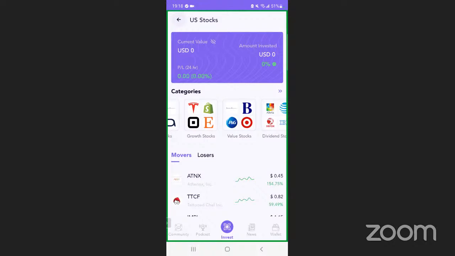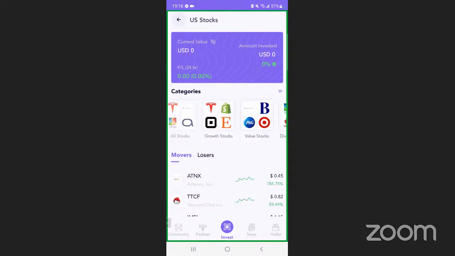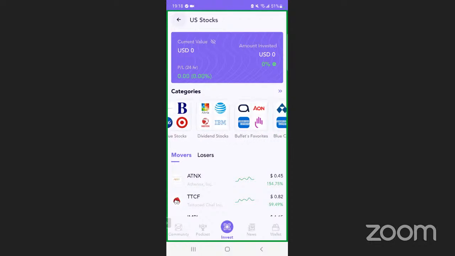So these stocks will be different for different investors. So if you're a young investor, mostly, you'd want to go for growth stocks to have a growth portfolio. On the other hand, if you're maybe an older investor, you'd want to go for value. On the other hand, we also give you dividend stocks.